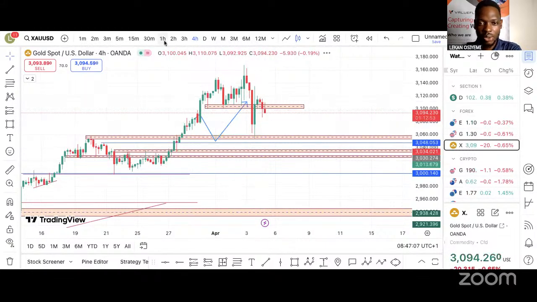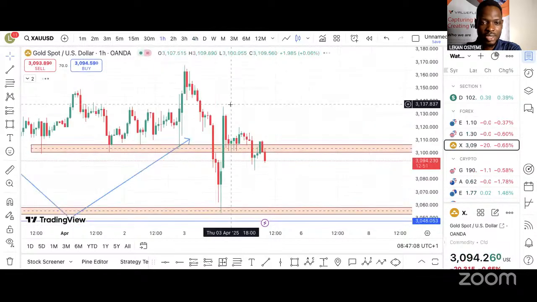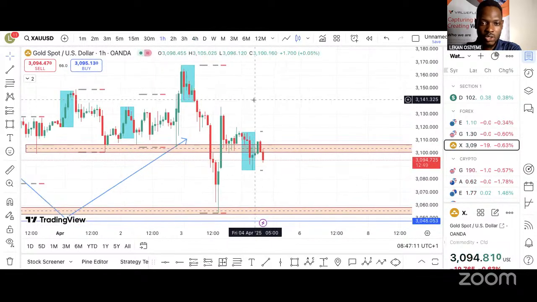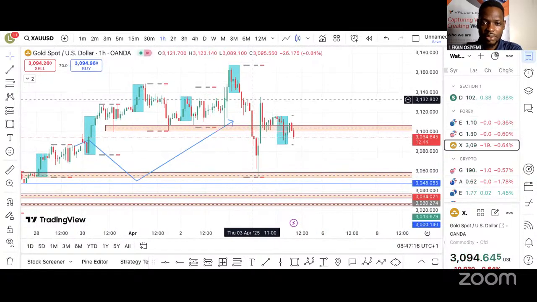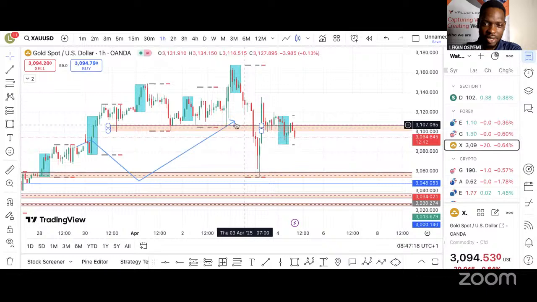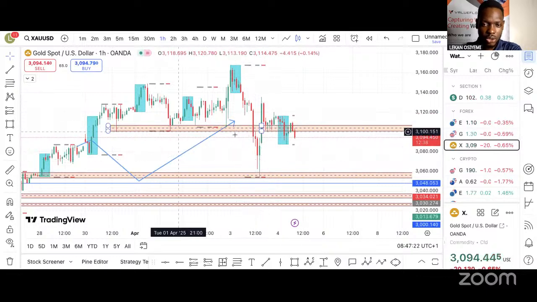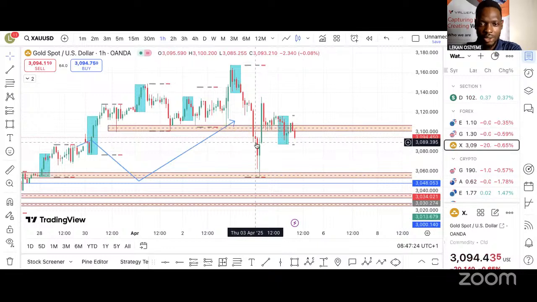But let's check on the 1-hour time frame. What exactly should we expect to see on the 1-hour time frame? If you look at it clearly, we have more like a market structure shift, how price pulled back and broke structure to the downside, and now it has already achieved the pullback of that shift, and we are seeing price pushing to the downside.